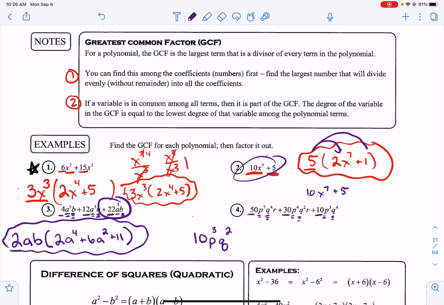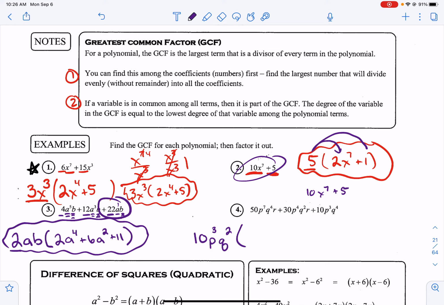And then I've got some r's. I've got r to the 1st, r to the 1st. But in this one, there are no r's. So that's like having r to the 0. Since that last one doesn't even have an r, there's no r to pull out. I can't do it. So I'm not going to factor out any r's because that last one doesn't have any.